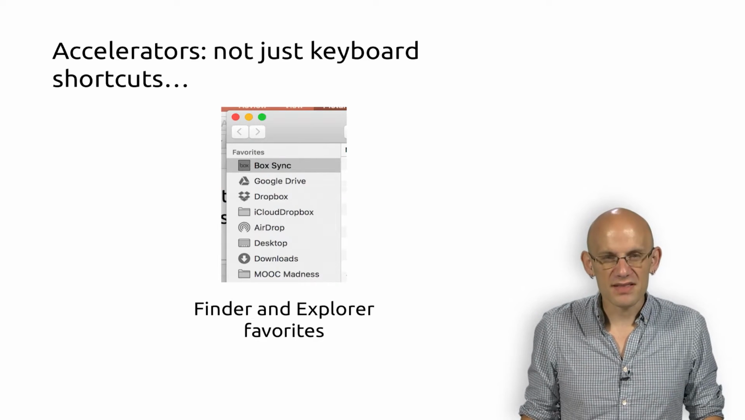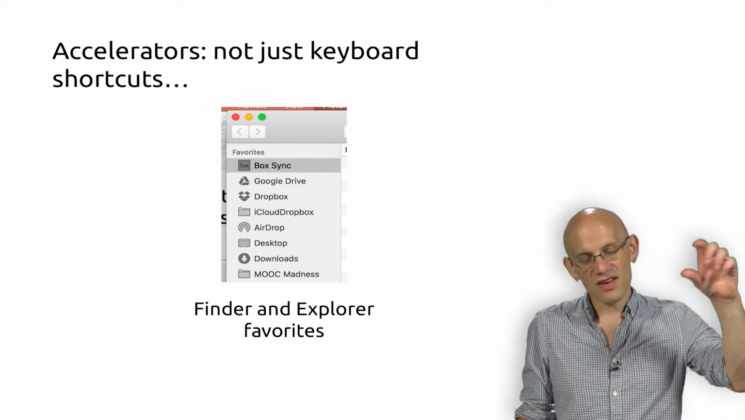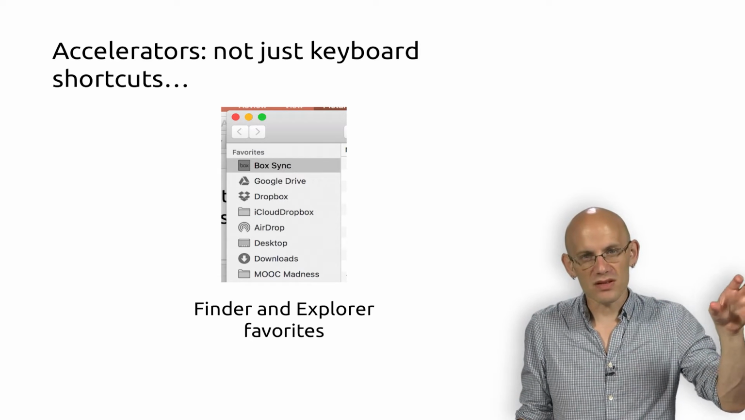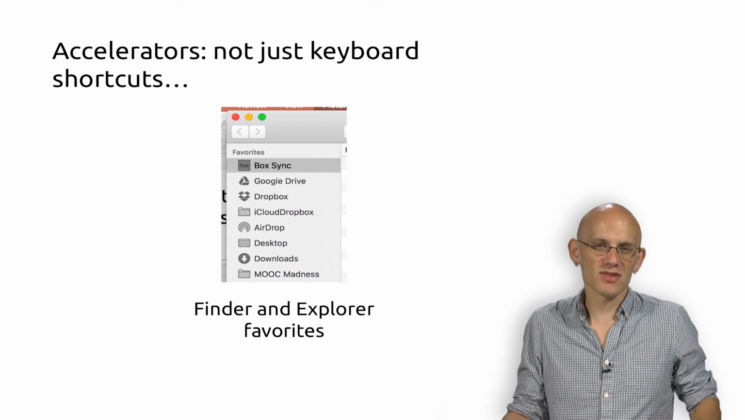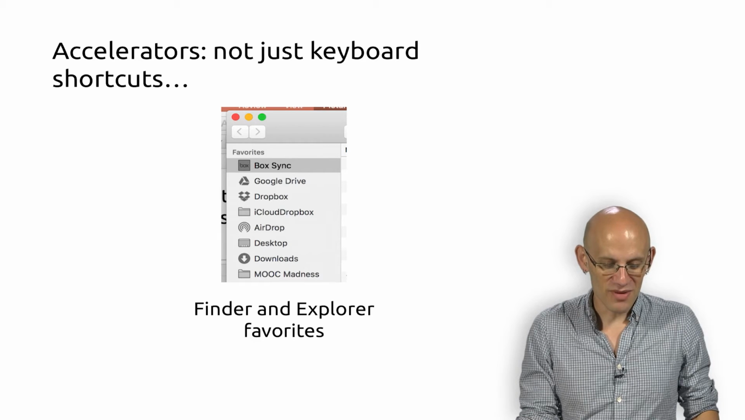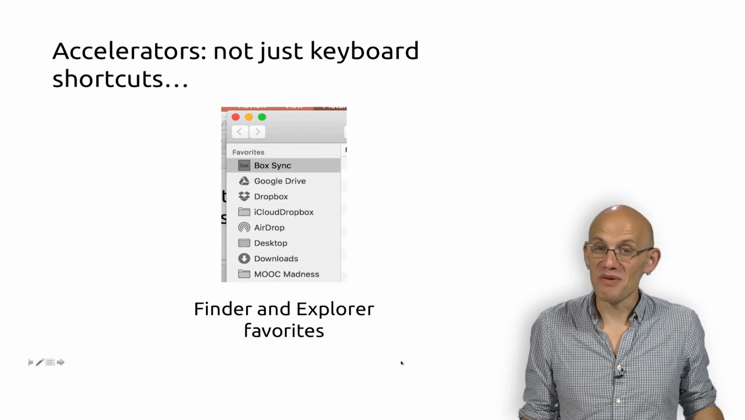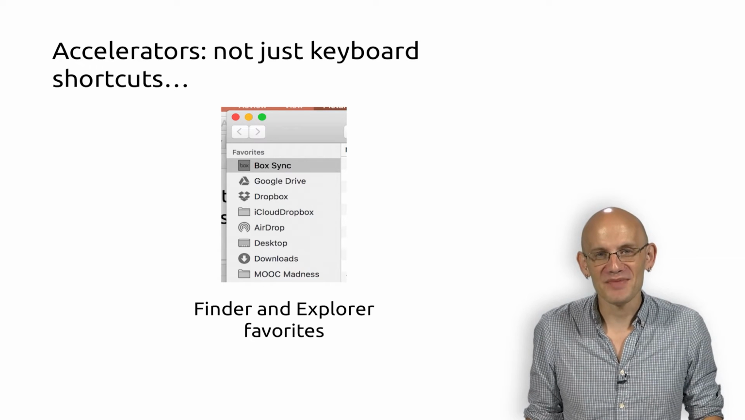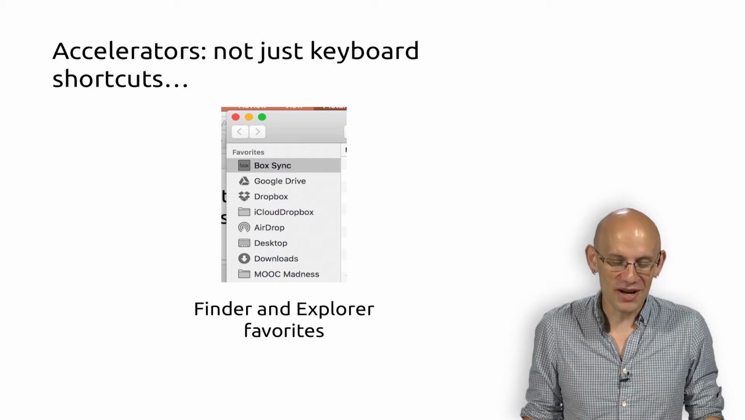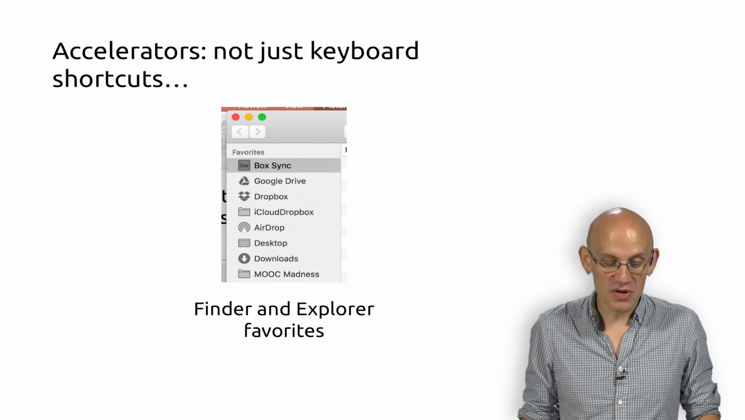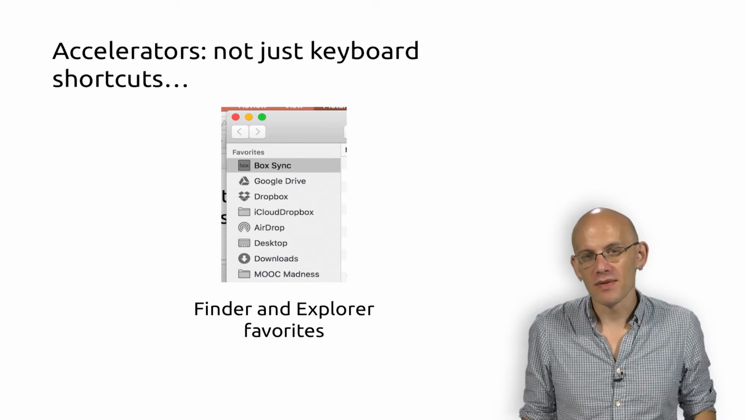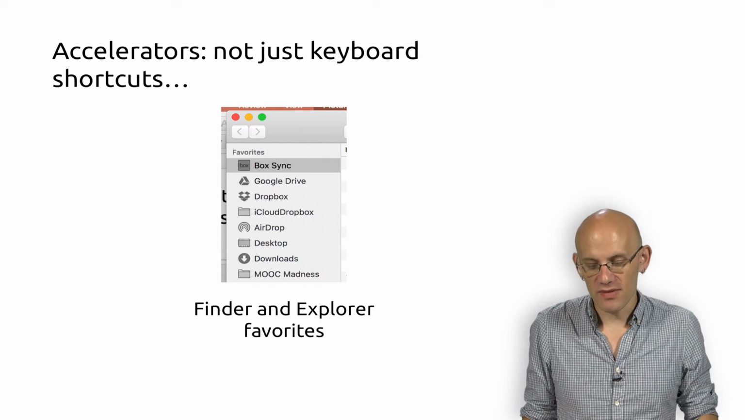Another good one here is the favorites, the list of favorite folders that is both on Mac and Windows these days, right? You can customize them, you can drag them in. You can see we have our MOOC Madness folder down there at the bottom. I'm very frequently these days entering stuff in that folder to prepare for this MOOC. So I have that over as an accelerator in my favorites list.